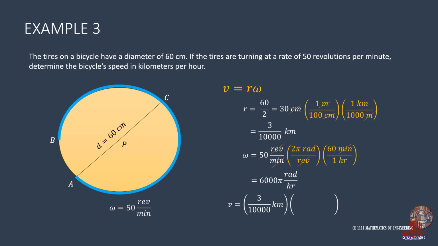Finally, the linear velocity is then 3 over 10,000 km times 6,000 pi radians per hour, which is then solved as 9/5 pi, or that is 5.65 kilometers per hour.